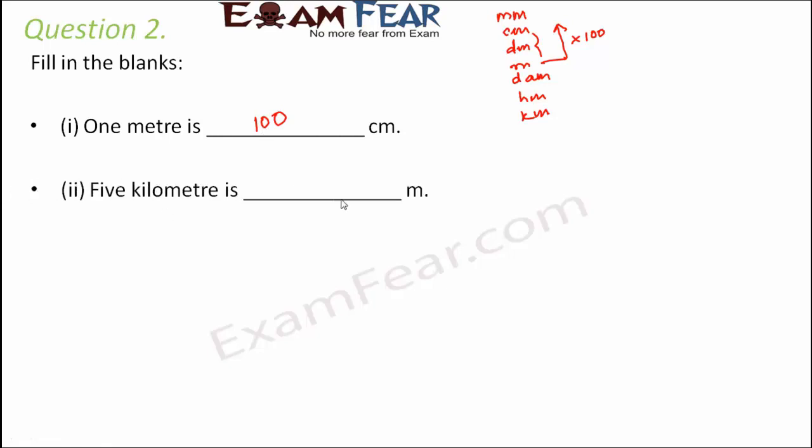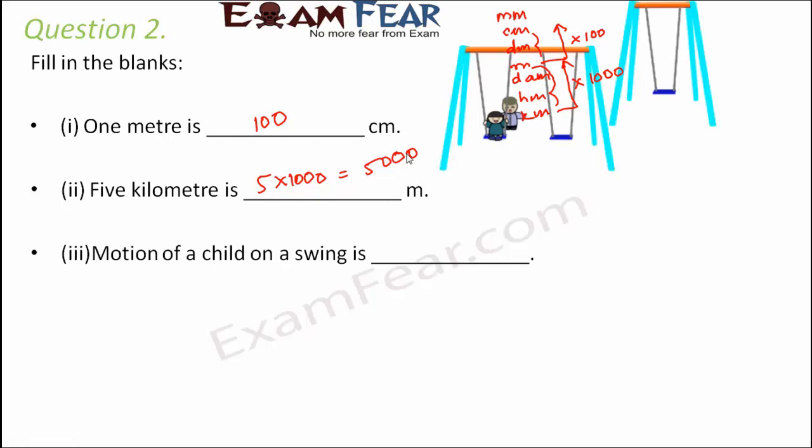Next, 5 kilometer is dash meter. So 1 kilometer is how many meters? Again we are going from bottom to top, so we will multiply. Multiply by what? There are 1, 2, 3 steps, so this will have 3 zeros. So basically 1 kilometer is equal to 1000 meters. So 5 kilometer would be equal to 5 into 1000 meters, which is equal to 5000 meters.